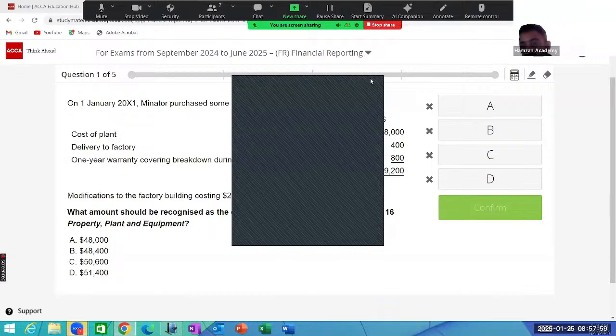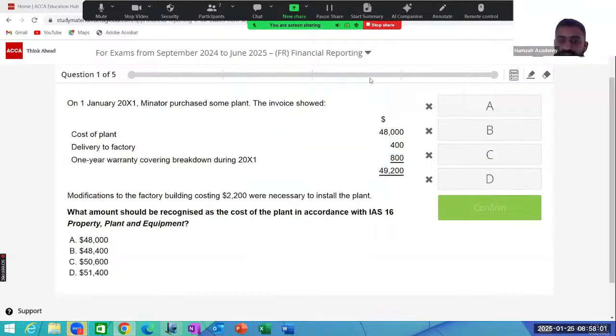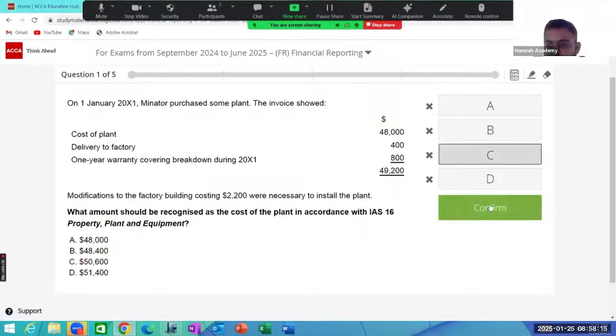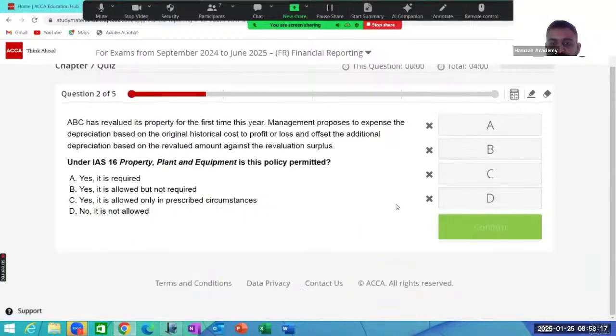Option C is the answer. Okay, let me check now. So 48,000 is the cost of the plant. 448, yes. Option C will be the answer.